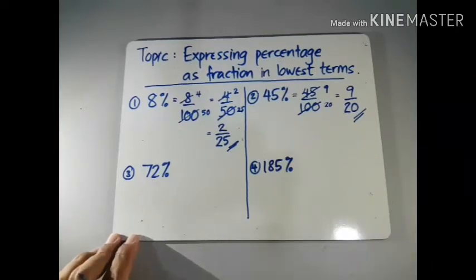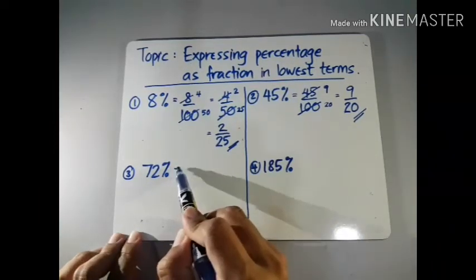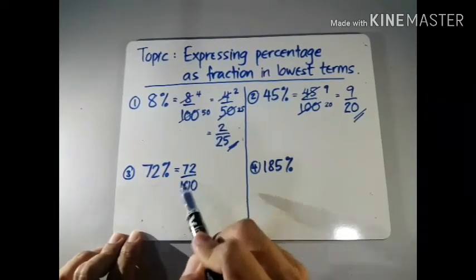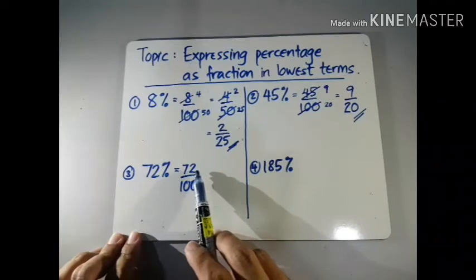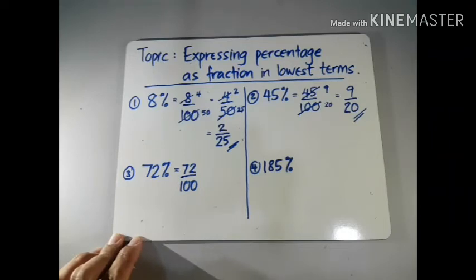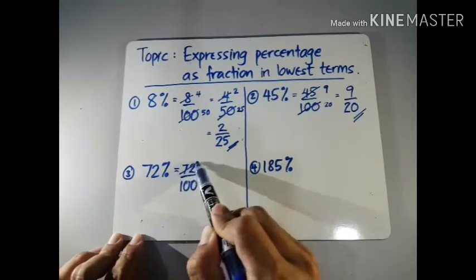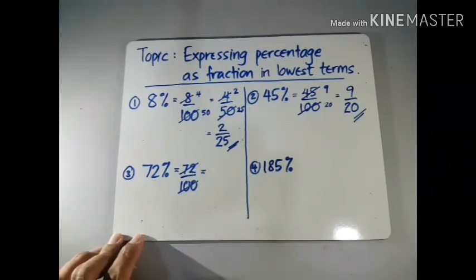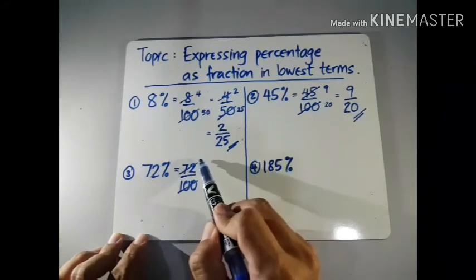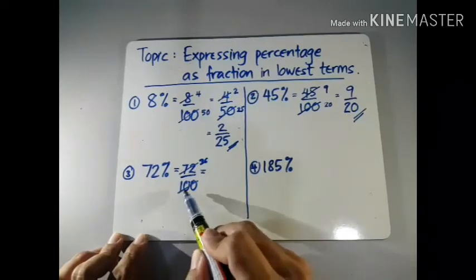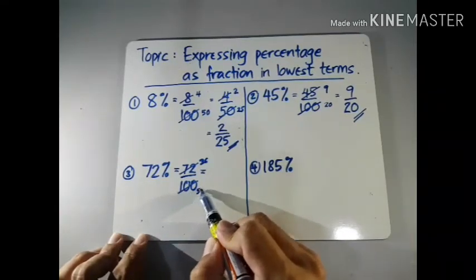Okay, and then number 3 here, 72%. So 72% means 72 out of 100. Of course, as you can see here, the number behind is 2. So which means most of the time you can divide by 2. So 72 divided by 2, what is it? Yeah, 72 divided by 2, you will get 36. And then 100 divided by 2 to get 50.